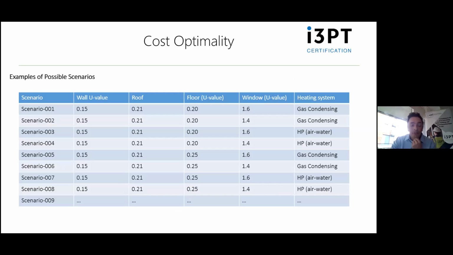Here we see examples of various scenarios. So just to look at this briefly, we can see that each scenario is slightly different. The only difference between scenario 1 and 2 is that the window U value is a little bit better in scenario 2. Scenario 3 is like scenario 1, but with a different heating system. And you can keep doing this until you've covered all possible scenarios for the building. And just for your information, when I worked on this for the Greek government, we had over 1 million scenarios for our reference building.